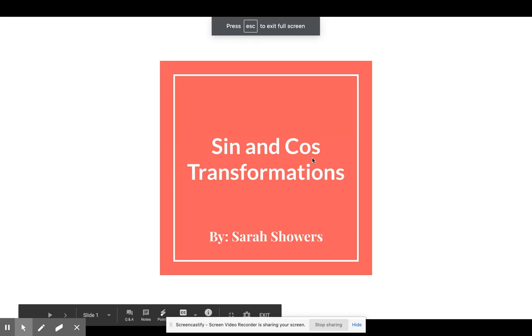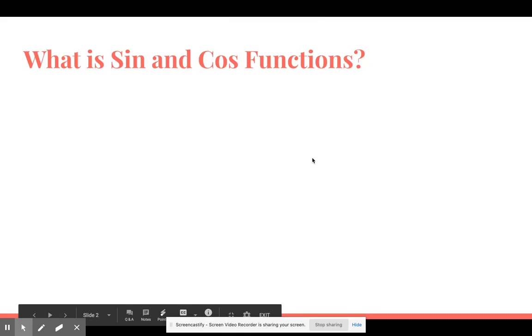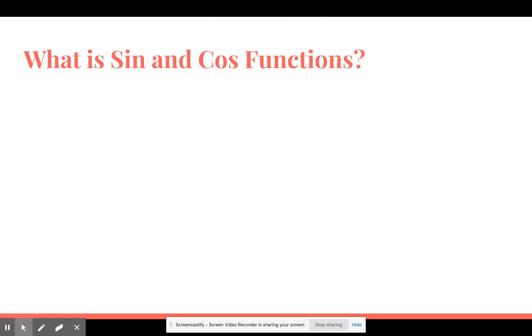Sine and cosine transformations by Sarah Showers. What are sine and cosine functions?